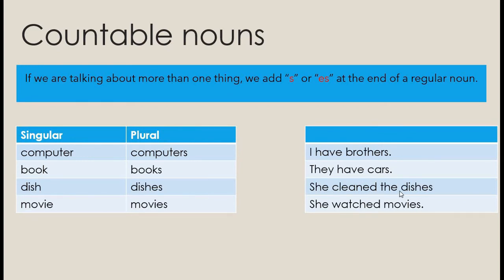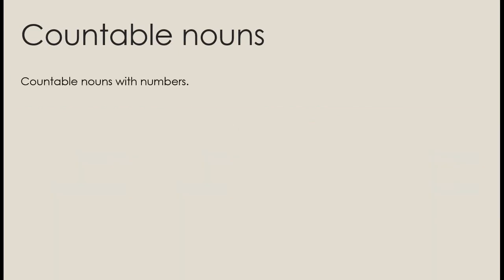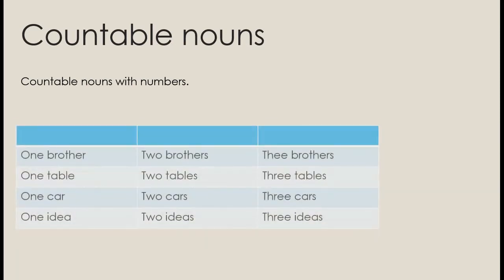She cleaned the dishes. Dishes, we add es, and it's more than one dish. She watched movies. Movies also more than one movie. Countable noun with numbers. Also, we can use countable nouns with numbers. Let's look at these examples.